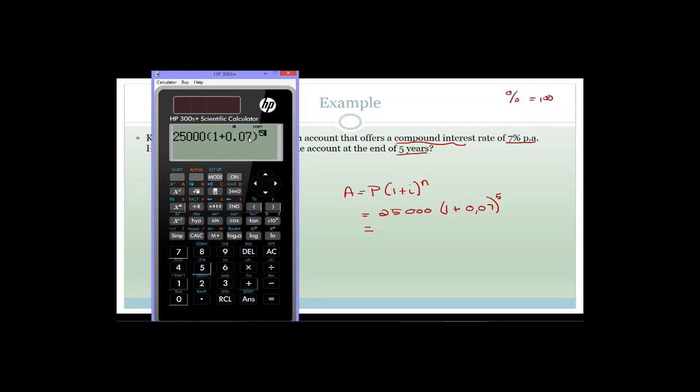And yes, I know some of you would have immediately gone 1.07. That's fine. That's cool. Not a problem at all. I'm just showing you how you would do it if you'd go straight from this point. And then you go equals, and that's 35,063 rand and 79 cents. And remember, we're always rounding off to the nearest cent. So we always have to look at the third number. And the third decimal is a 3. So therefore, it's fine. We can leave it at 79 cents. It's 35,063 rand and 79 cents.